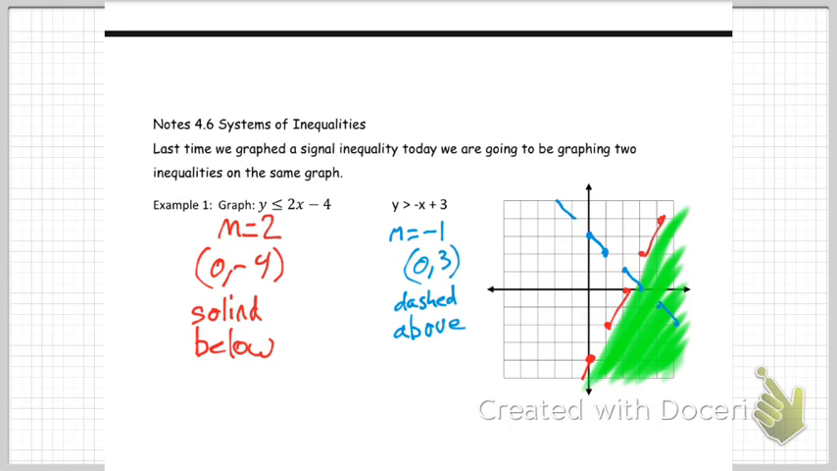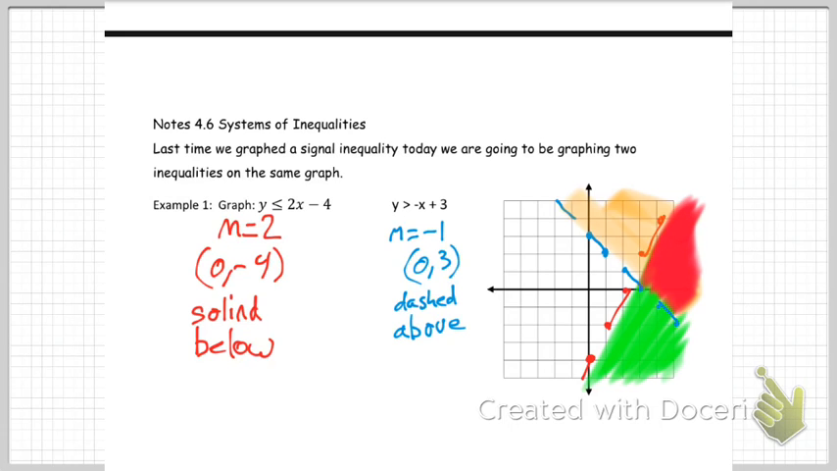I'm going to use a different color here to shade that. Okay, so here we go. Shading above that line. Now, my solution is in the double shaded area, the extra dark area. So I'm going to highlight that solution in a different color. So this would be where my solutions are found.